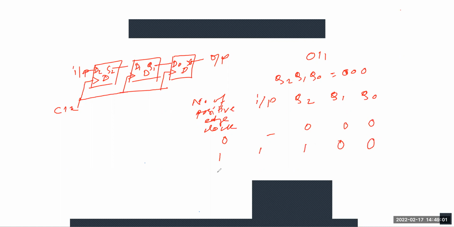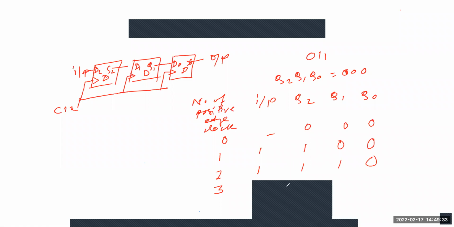Next, the number of positive edges is 2. So here again the input is 1. The value of Q2 is now shifted to Q1. So in this case Q1 is also 1, and the value of Q0 is 0. Next is 3. Here the MSB, the value of the input, is 0. The value of the MSB is 0.